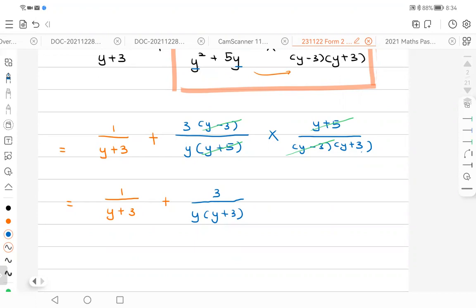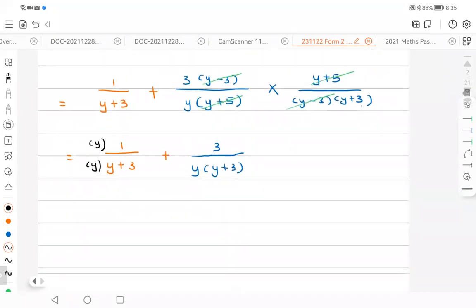Now you look at left side, you have the denominator y plus 3, and on the right side, the blue color one, you have y, bracket y plus 3. So meaning on the left one, you just need to multiply with y, then you can equalize the denominator. You just need to multiply with y, but denominator times y, numerator also need to times y. It must be fair.